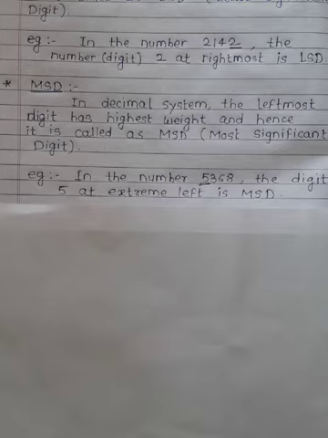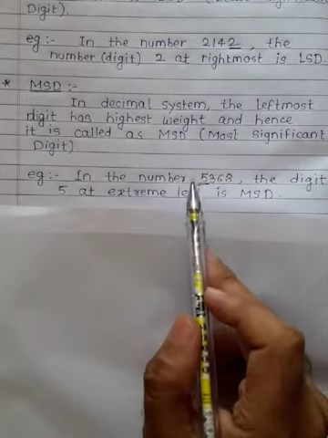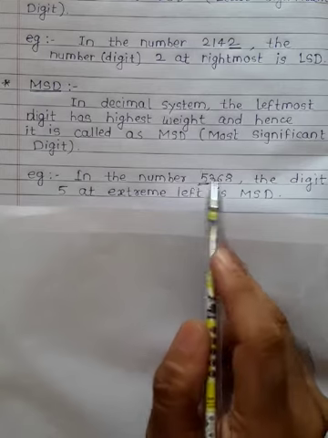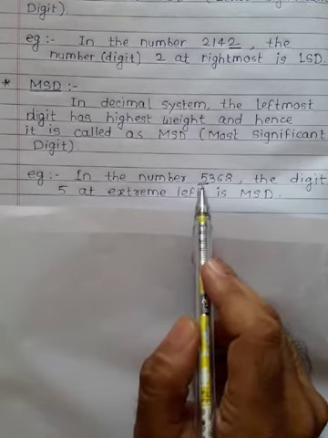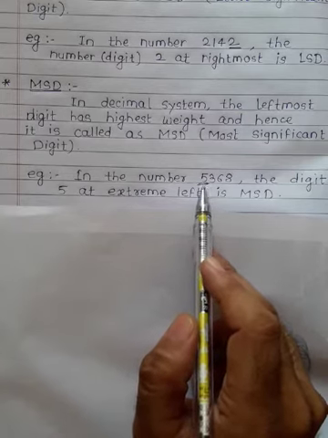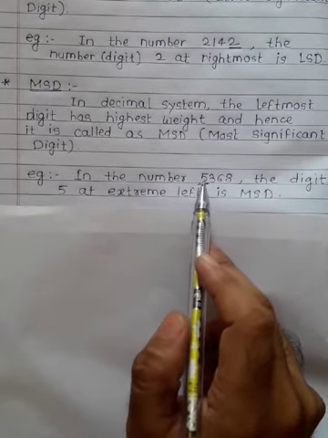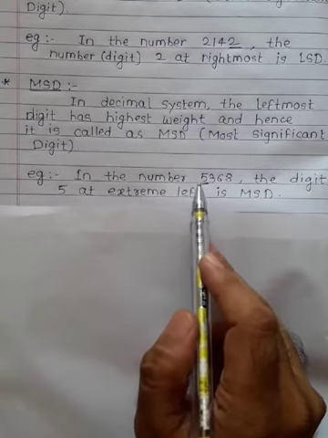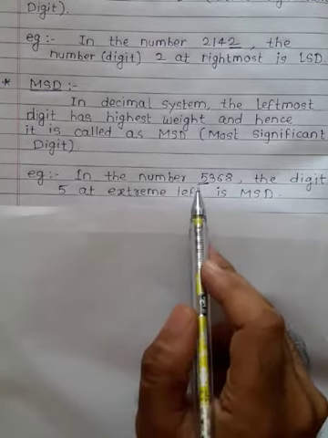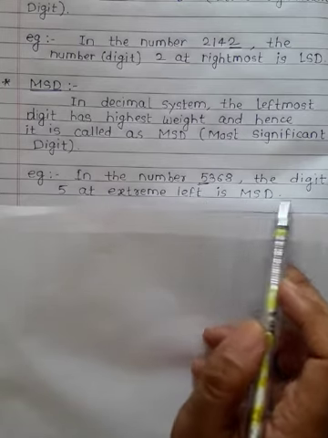In the number 5368, the digit 5 at the extreme left is the MSD. You can see here, in 5368 the digit 5 is at the leftmost position, the extreme left. After this there is no digit on the left side, so it is the extreme left position, and this digit is called MSD, most significant digit.